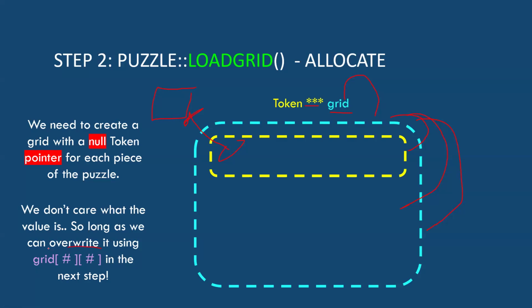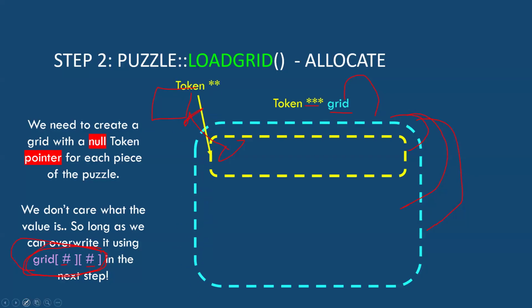But at any time after you call your load grid, you should be able to get a pointer to any puzzle piece at some row, column: 0, 0, 0, 1, etc. Okay, so this gives us a pointer, not an actual instance. So we have to follow that pointer to the instance.